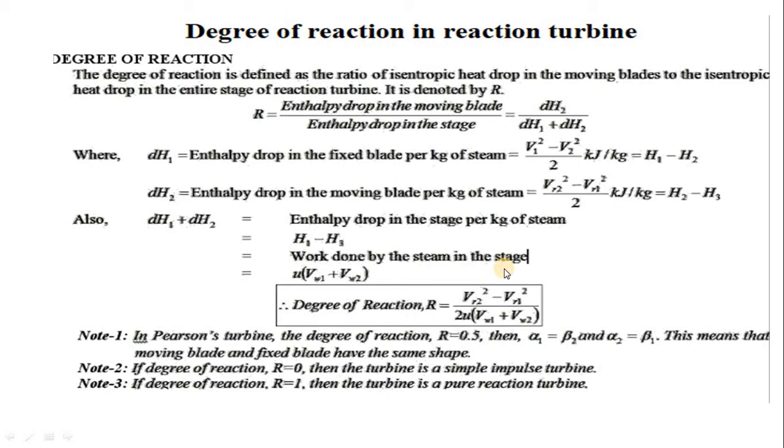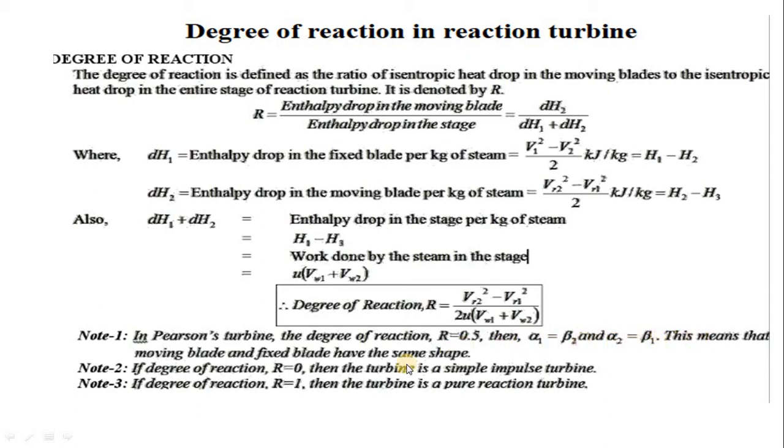The work done by the steam in the stage, as we already discussed in the previous slide, is U (Vw1 plus Vw2). By putting in all the values of the enthalpy drop in the moving blade as well as the enthalpy drop in the stage, you get (VR2 square minus VR1 square) upon 2U (Vw1 plus Vw2). We already discussed that part in the last slide. In the Parsons turbine, the degree of reaction is 0.5, that is 50%. Here the angle alpha 1 is exactly equivalent to beta 2, and alpha 2 is exactly equivalent to beta 1.